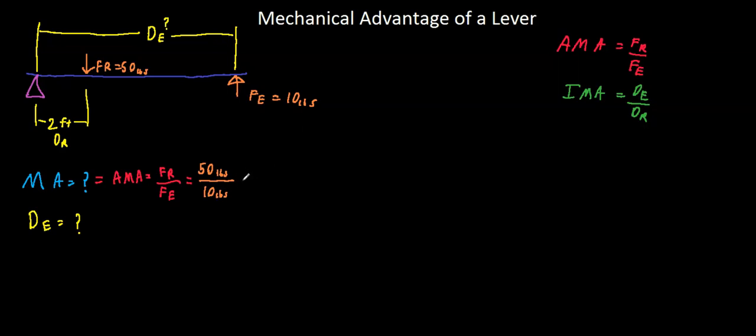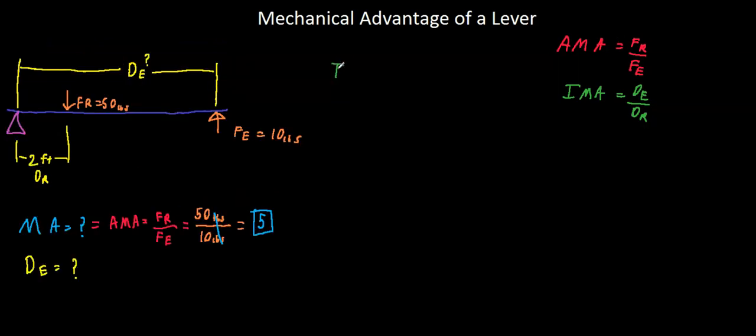And so that's pretty easy to solve. Our mechanical advantage is clearly 50 divided by 10. Well, that's just a mechanical advantage of 5 because pounds cancel out. And so hopefully that was pretty straightforward. But with that, we can solve for our dE by using our ideal mechanical advantage equation, which says IMA equals AMA. So assuming that this is true, we can then say that dE over dr equals FR over FE. And then, of course, we could just plug in our three numbers that we know and cross multiply and divide for the last one.